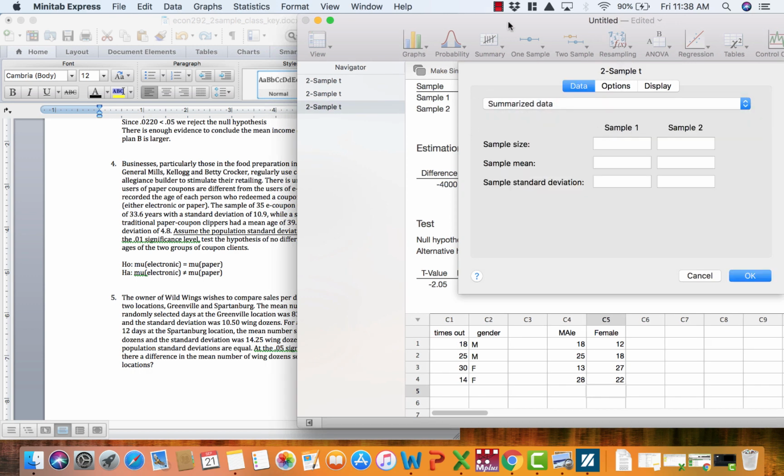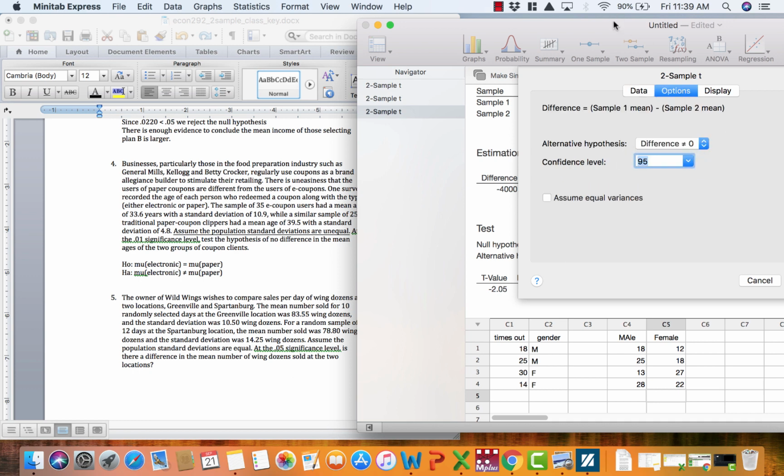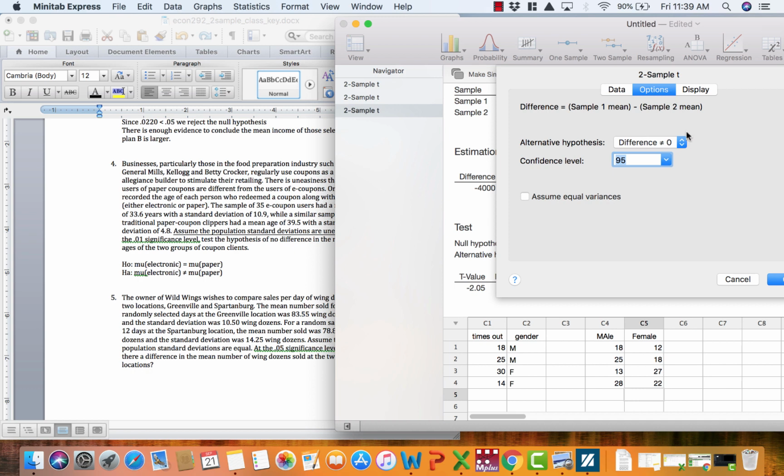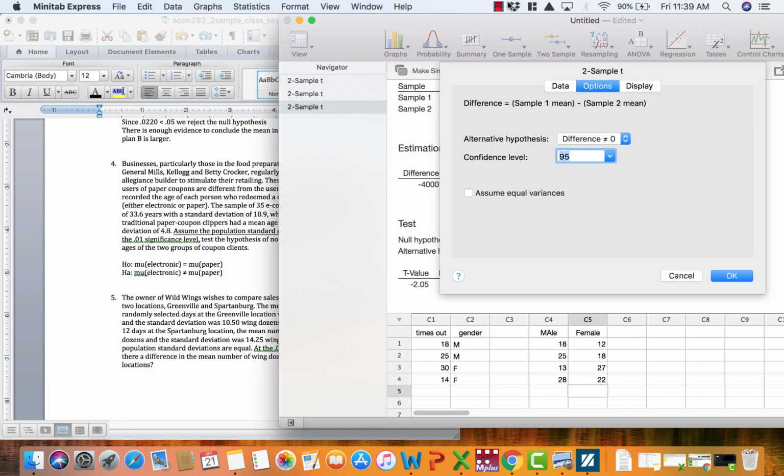We have summarized data. We can put in sample 1, meaning the e-coupon, because that's what we read first, although it doesn't really matter. They had a mean of 33.6 and a standard deviation of 10.9. The paper users, there were 25 of them with a mean age of 39.5 and a standard deviation of 4.8. We go under options. This is a 2-tailed test, so one of the easier problems, we can leave it on not equal to. Do we assume equal variances? No, we don't. It says assume they're unequal. So we leave this page as it is and say okay.